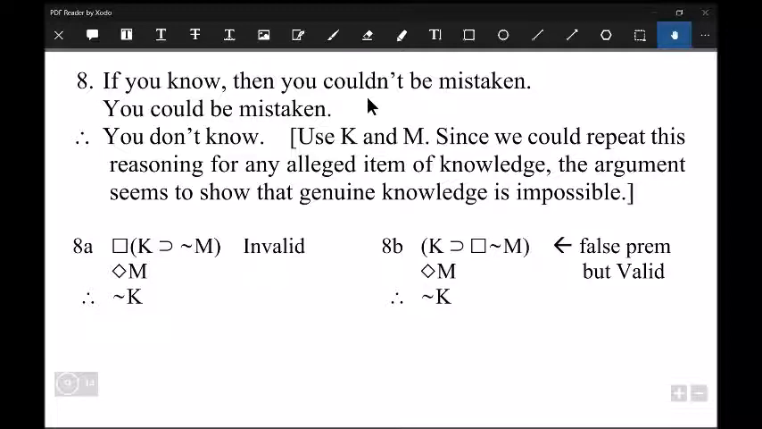I remember asking this one day after reading maybe too much Descartes, and I said, of course I'm awake and everything is real. And then I woke up and I found that I wasn't. So you could be mistaken about this being a pencil or about anything, right? So if you had knowledge, you couldn't be mistaken, but you could be mistaken about just anything. Therefore, you don't have knowledge.